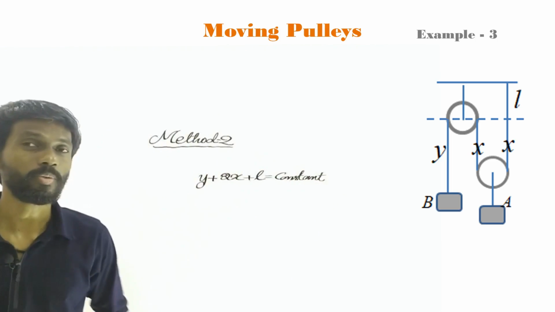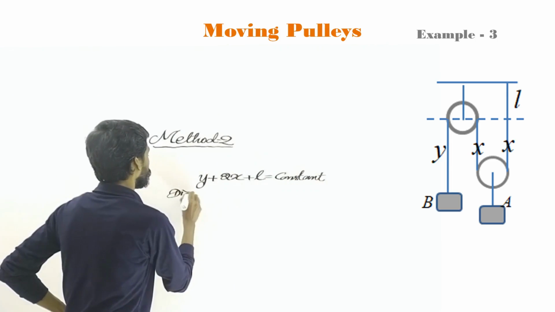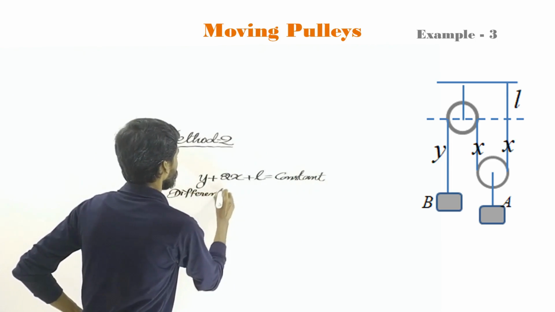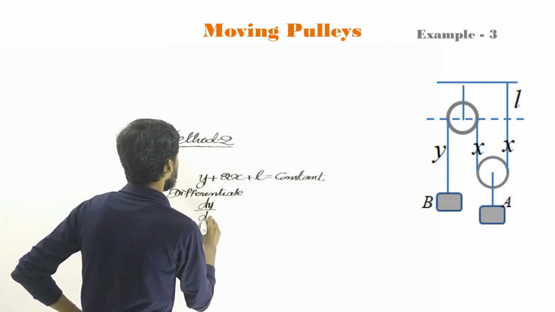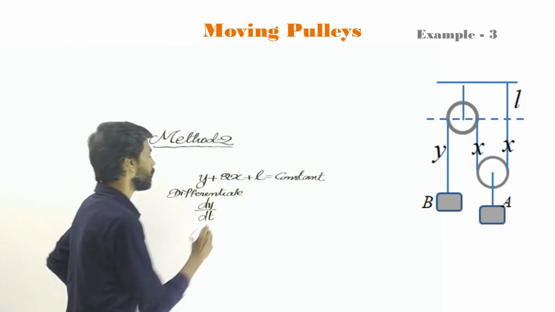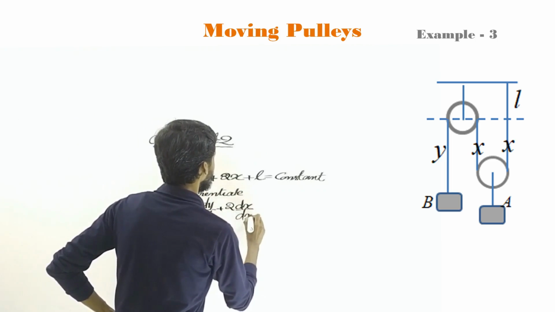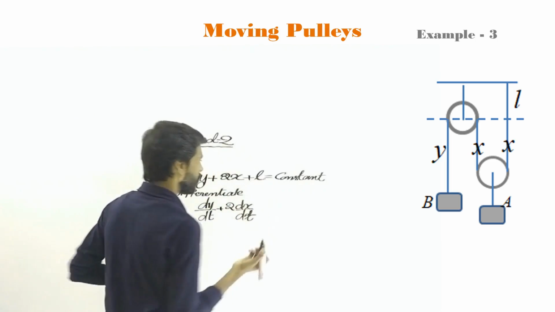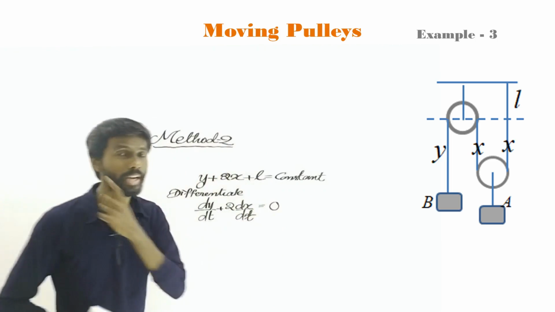Okay, now what do we do? So we differentiate this. If you differentiate this, what is the derivative? So dy by dt, similarly plus 2 dx by dt. L is constant, whose derivative is 0, so that equals 0.